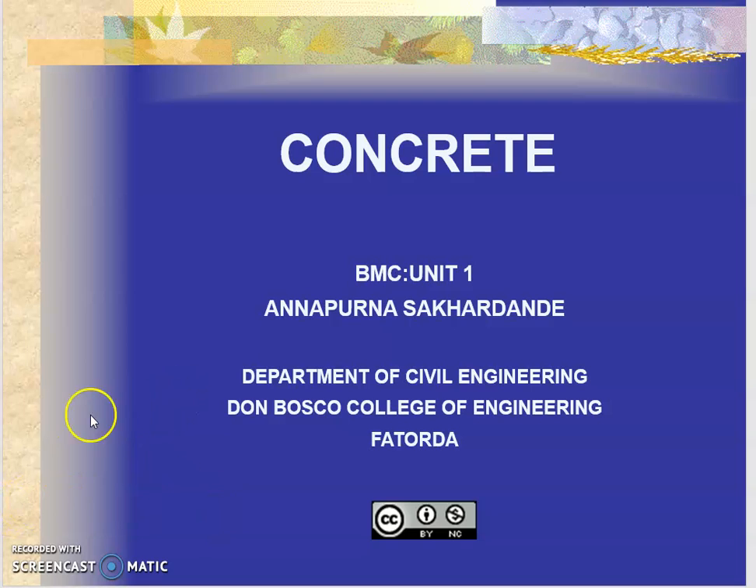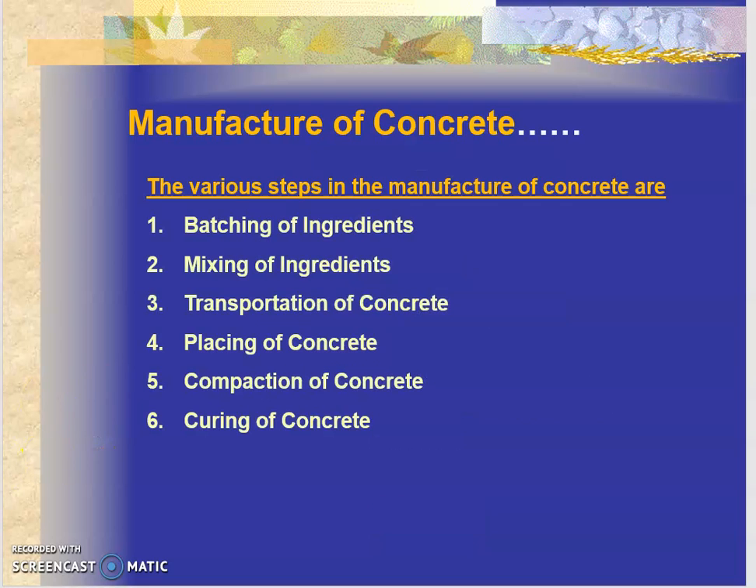We're going ahead with unit 1 on the chapter on concrete. So far what we have covered are the ingredients in concrete, right? The next subtopic would be manufacturing of the concrete. These are the processes which are involved in various steps in manufacturing of the concrete.